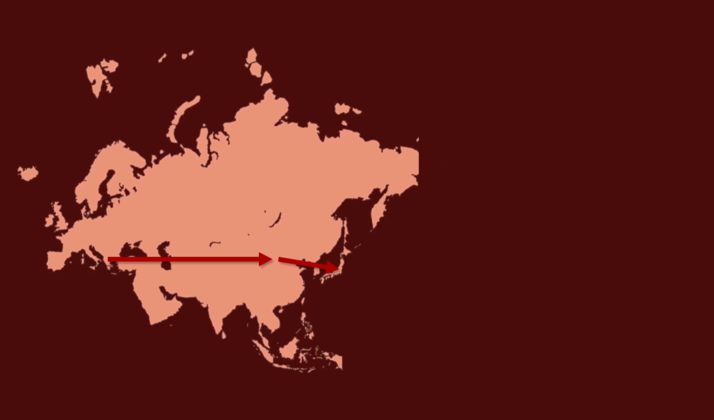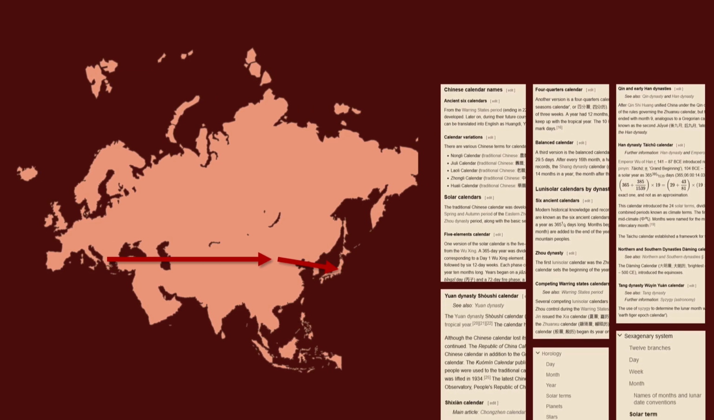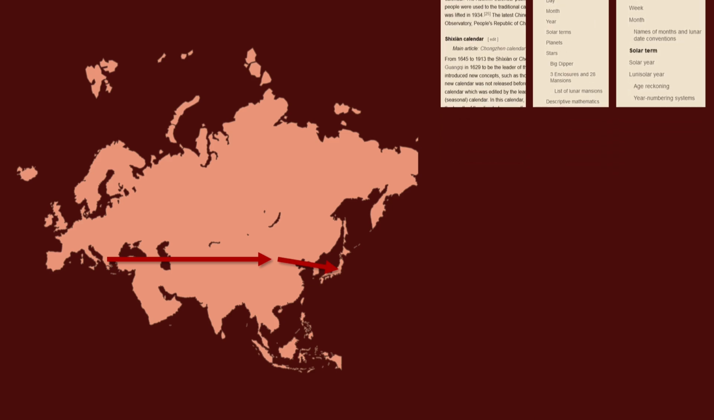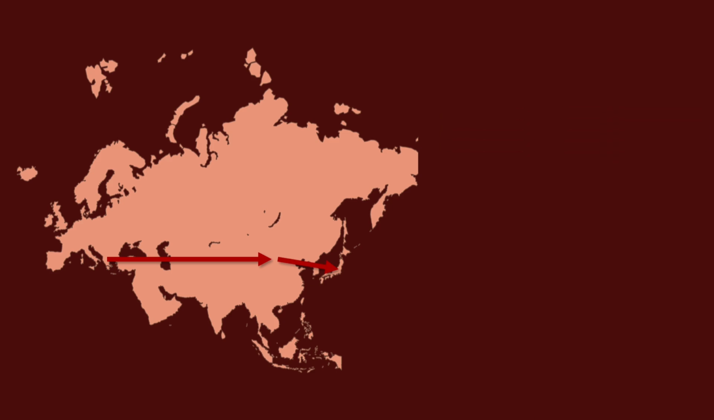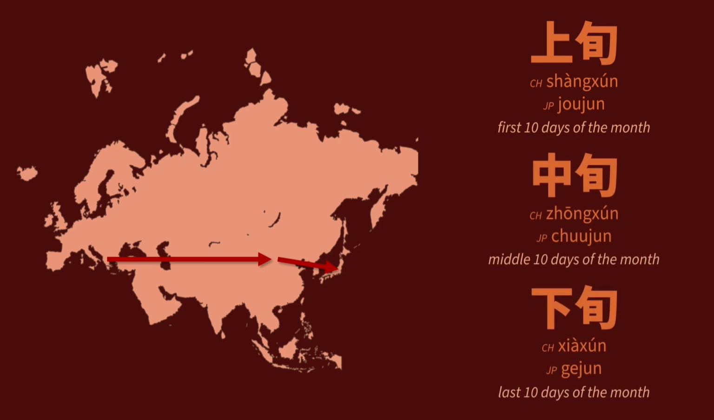I won't go into details about older Chinese calendars because there's like 80 of them, but some vocabulary is still retained in modern Chinese or Japanese. For example, at some point they had 30-day months divided into 3 weeks, and these words are still in use to refer to the first, second, and third 10 days of the month.